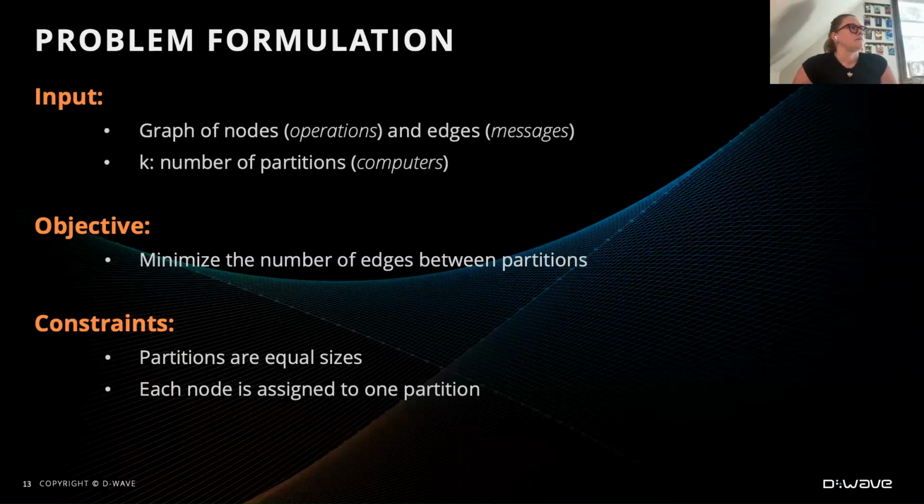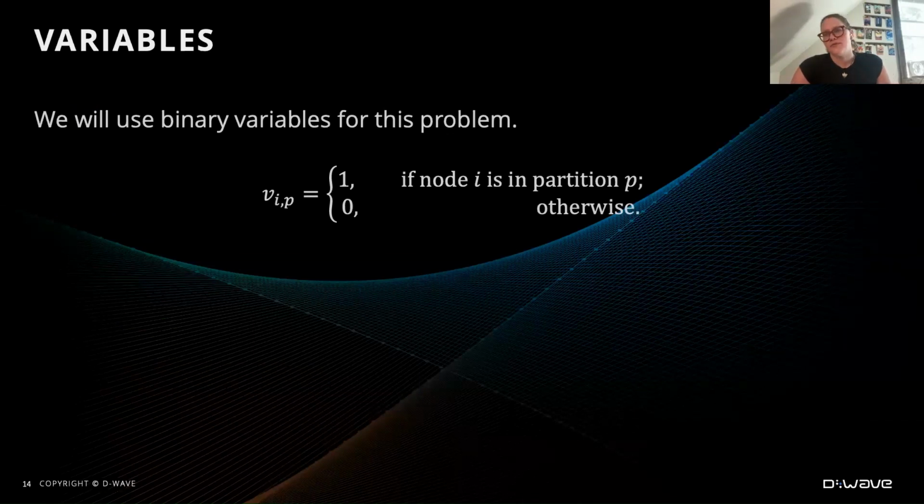So to start off, we're going to talk about the variables that we're going to assign here. So for this problem, we're going to use binary variables. So our variables will take on a value of 1 or 0. And we'll say that the variable v_ip is 1 if task i is going to be computed by computer p. So if node i, that's a task, is in partition p, that's a computer that's going to work on the task, our variable value will be 1 and then 0 otherwise.